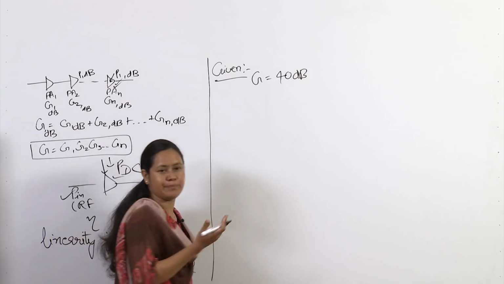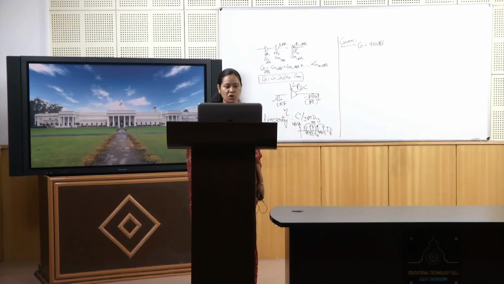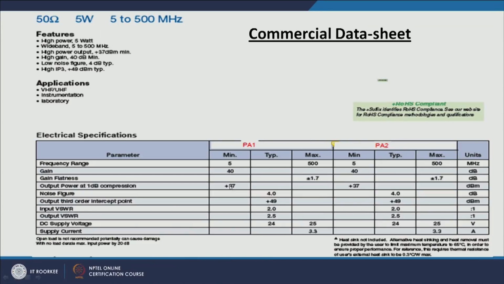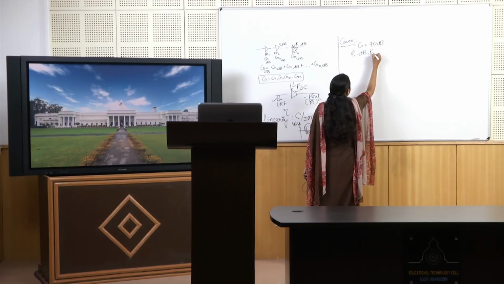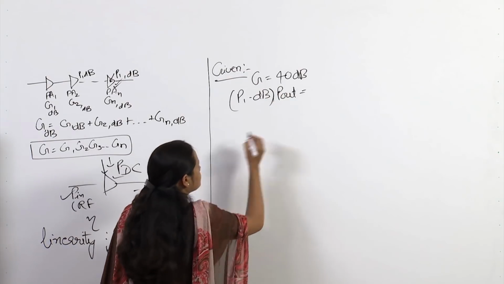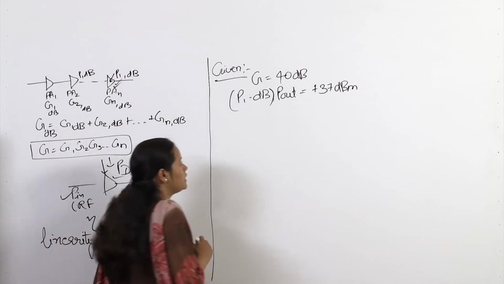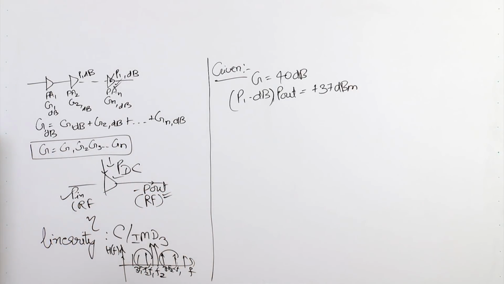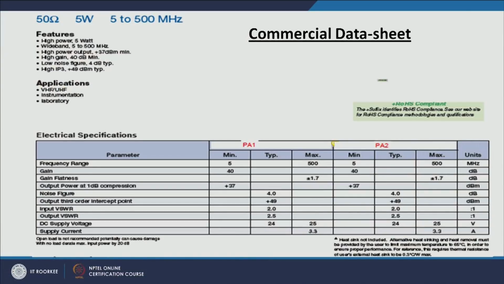Do we know the saturation power? If we look here, the output power at 1 dB compression, it is the P1 dB point. So, it is given as plus 37 dBm. So, output power P out for P1 dB is plus 37 dBm. Now, what else do we require? Gain and P1 dB is known, and when we are talking about linearity condition, then IP3 is also given as plus 49.